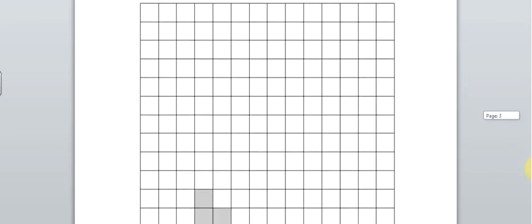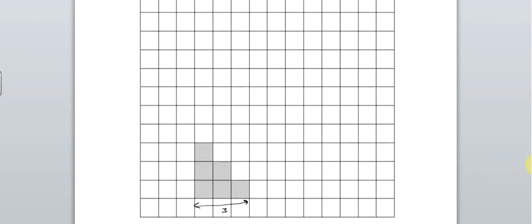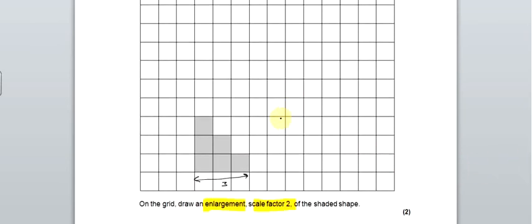Finally, question 4, the challenge question. On the grid, draw an enlargement, so we're enlarging the shape, scale factor 2. So all the lengths are going to get twice as long. So this is 3, so it's going to have to get to be 6 big. So let's see if we can fit that in. It doesn't say where to draw it, so it doesn't really matter. So I'm just going to draw it up here. So let's go for red, shall we? So 1, 2, 3, 4, 5, 6.